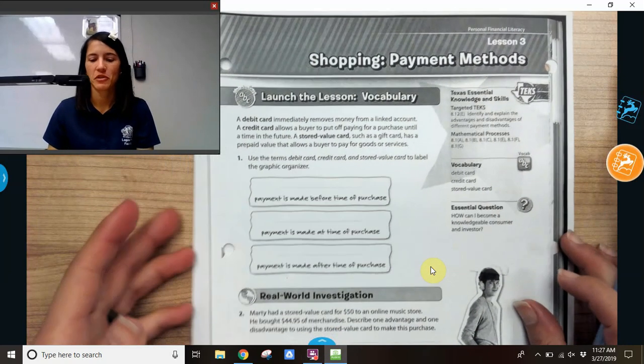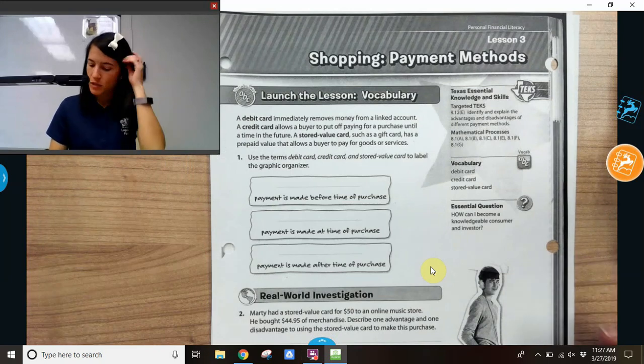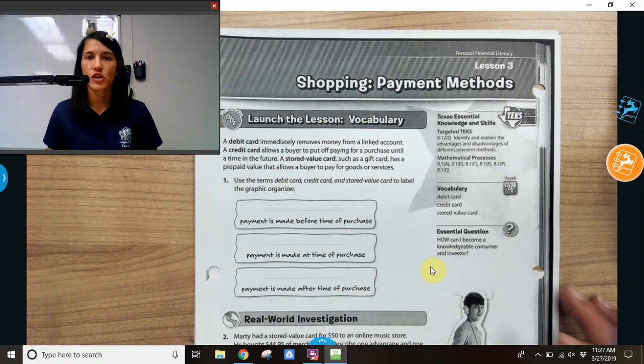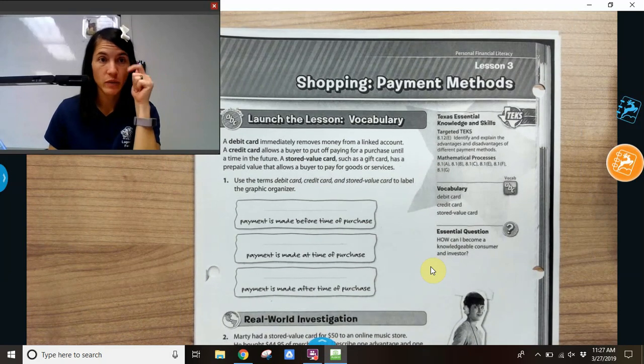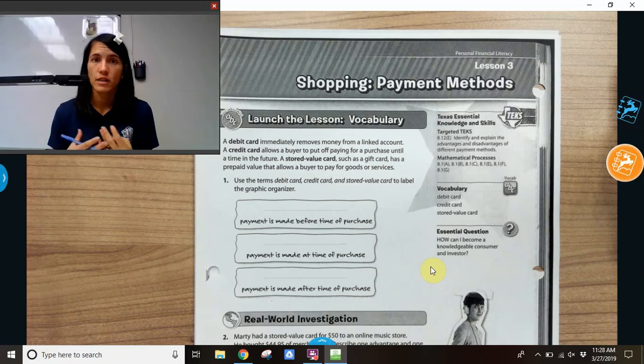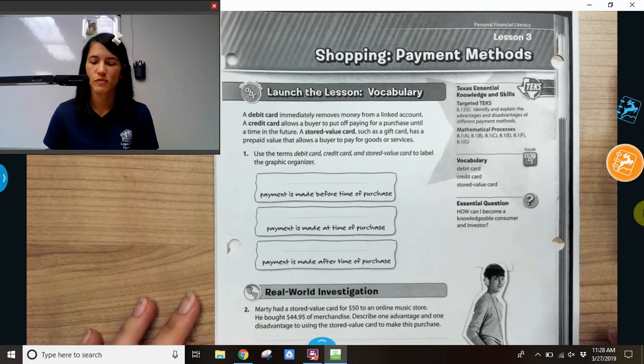Today's lesson, hopefully you have your book, volume 2. This is chapter 10, lesson 3, shopping payment methods. We've been talking about financial literacy, and we talked about interest, simple interest, compound interest, and next we're going to talk about payment methods. So I'm using the note guide that comes along in your textbook, and we're just going to change maybe a few things.